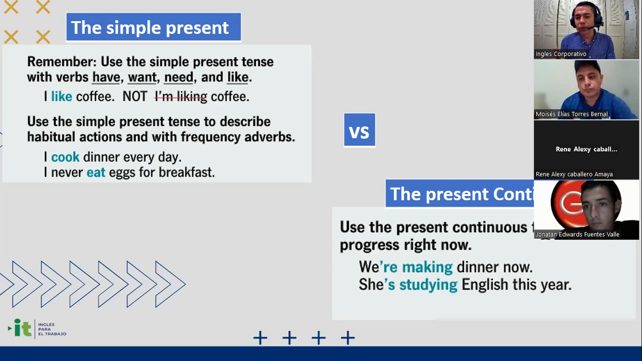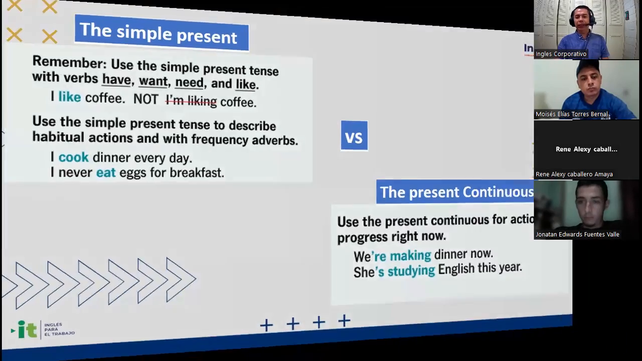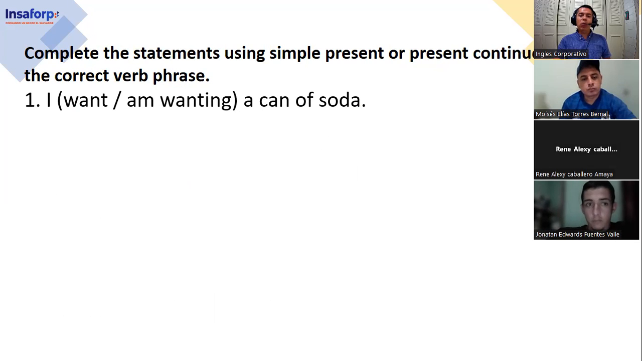I was telling you that also we can use love, right? And hate also in this context. But today just focus on have, want, need, and like, right? Don't forget that. Okay, and here we have some sentences, right? I want a can of soda, lata. So is this simple present or present continuous? What is your opinion, Freddy? What do you think? Is it simple present or present continuous? I want or I'm wanting, Freddy?